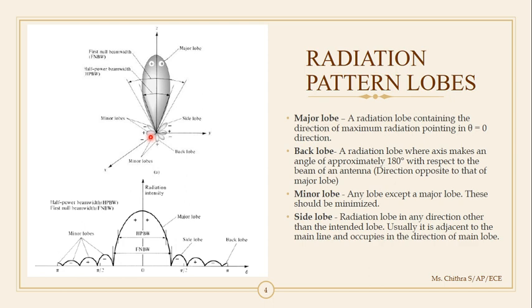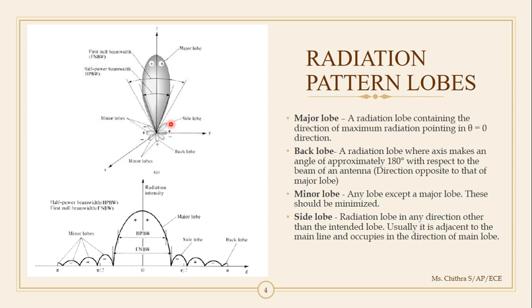The minor lobe is, except this major radiation, the major lobe, any other lobes that are present in your antenna, we call it to be the minor lobe. And these are the reasons why energy gets wasted in the antenna, and the antenna should be designed in such a way that the minor lobes are reduced. They have to be minimized because they are a factor that causes power loss in your antenna.